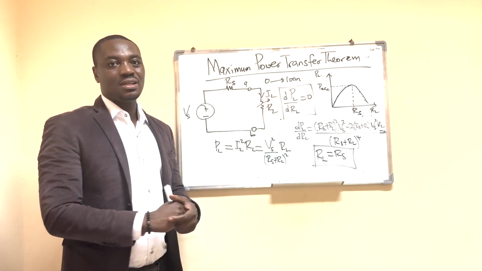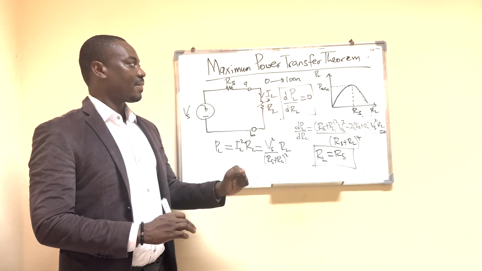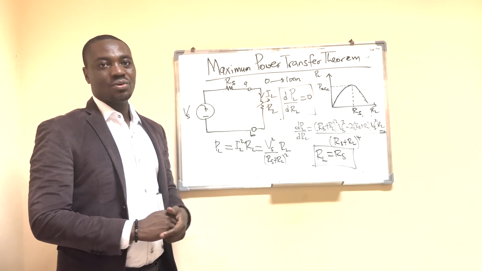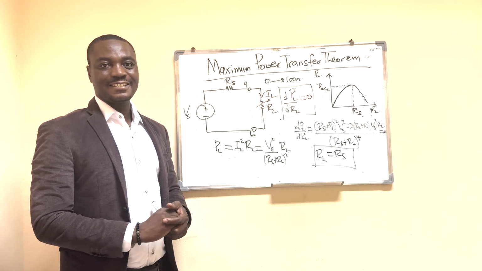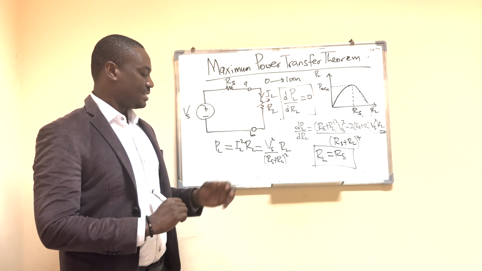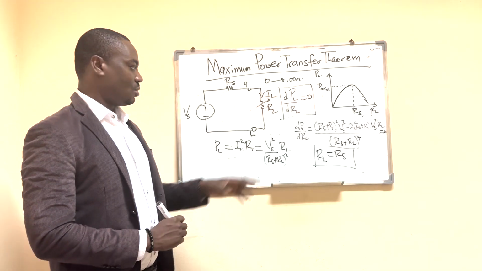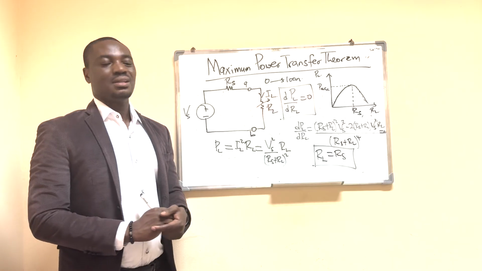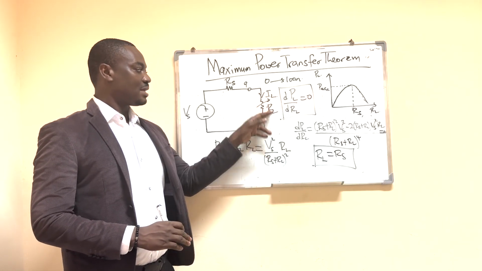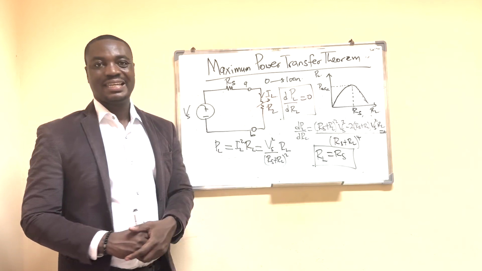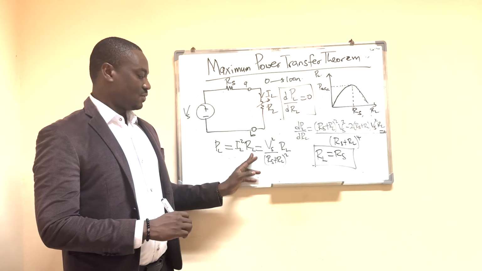Now with this simple circuit, our aim is to find the maximum power dissipated by the load resistor here. To get to this point, we can start by calculating the power dissipated by the load resistor from this simple circuit. And that power is going to be equal to the current passing through the load resistor squared times its resistance, and that will give us this formula.